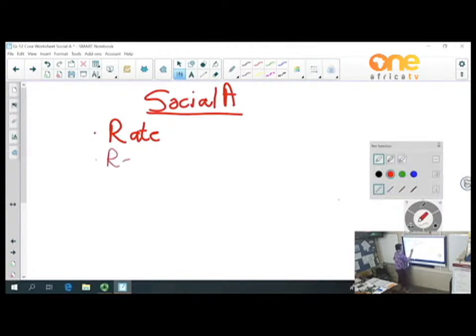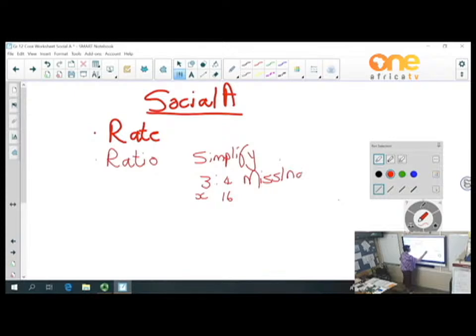Then ratio. Now, there were 4 methods of ratio that you learned. To simplify it in a certain ratio, missing terms, where we say the boys to the girls is in the ratio 3:4, for instance, and there are 16 girls. How many boys are there? So this is missing terms. You have one of the terms.